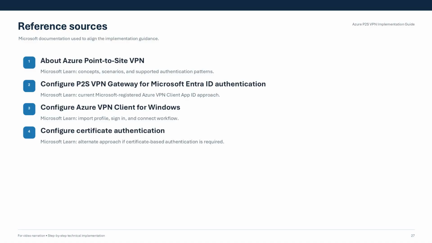For further guidance, refer to Microsoft documentation on Azure Point-to-Site VPN, configuring P2S, VPN Gateway, Azure VPN Client for Windows, and certificate authentication. These resources provide essential concepts and support for your implementation.